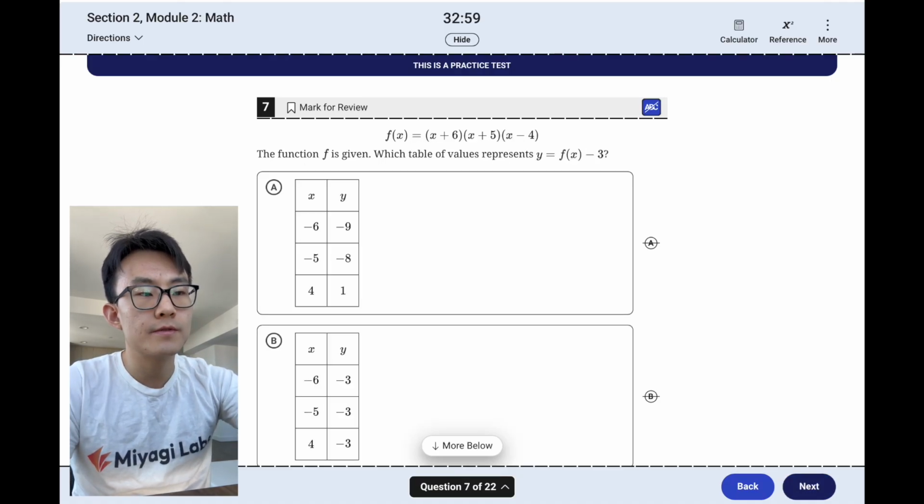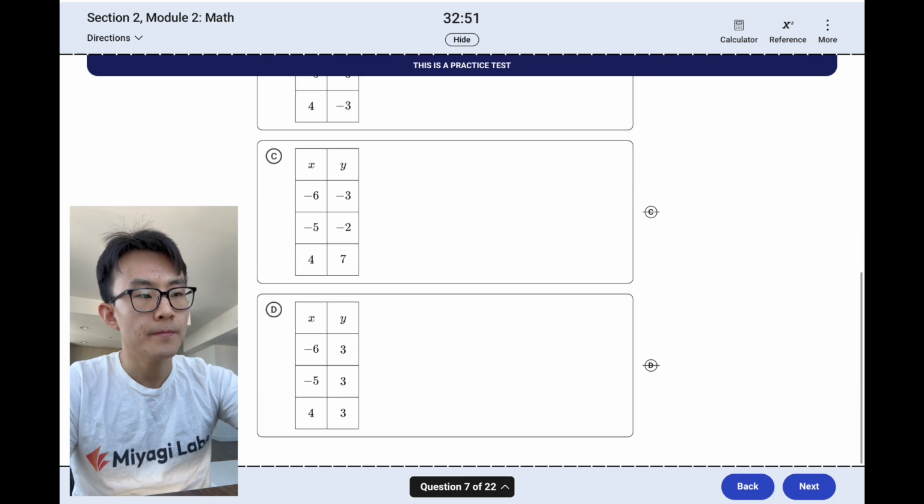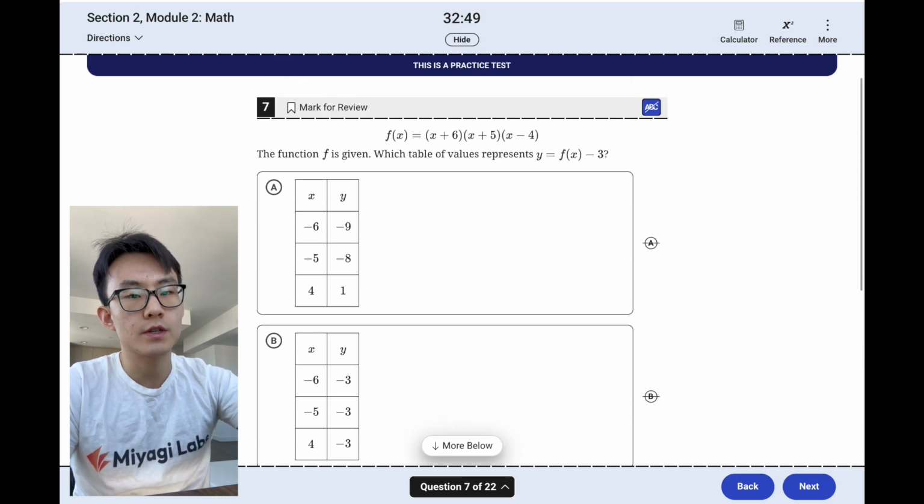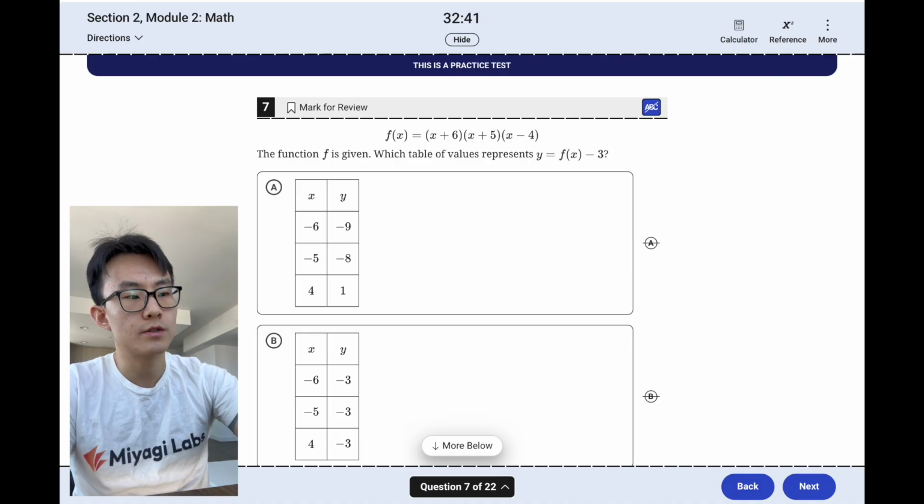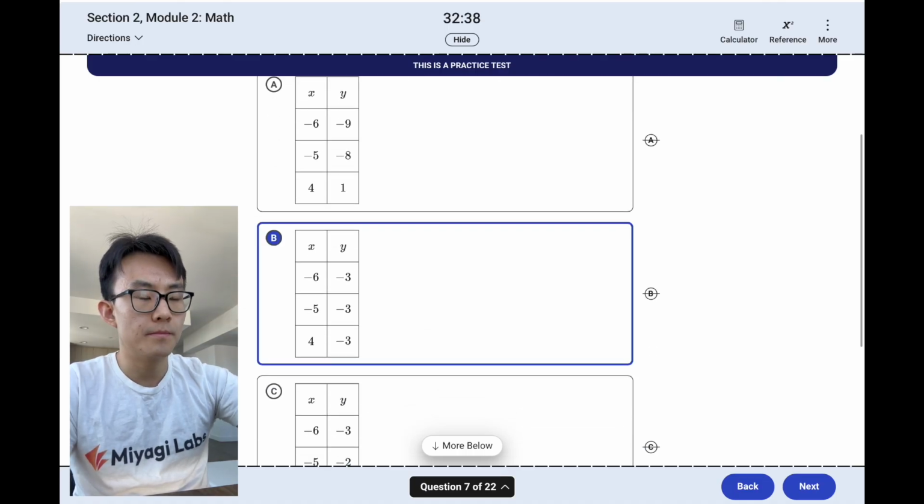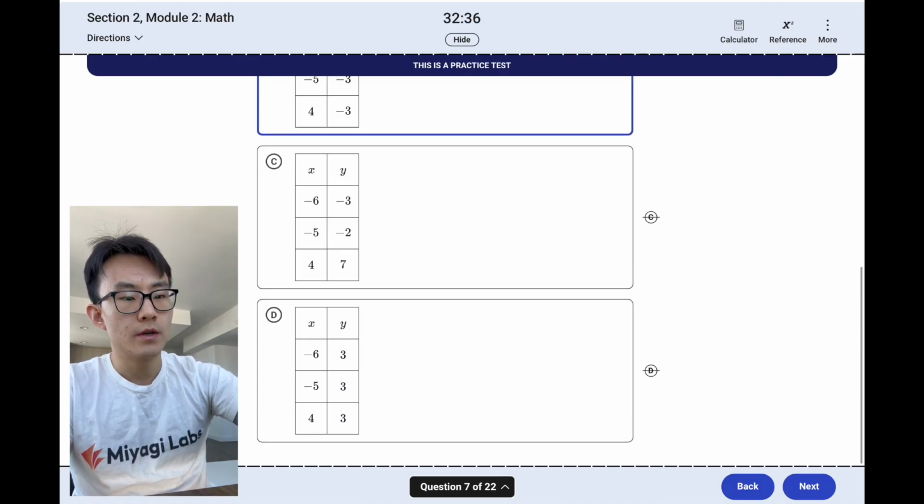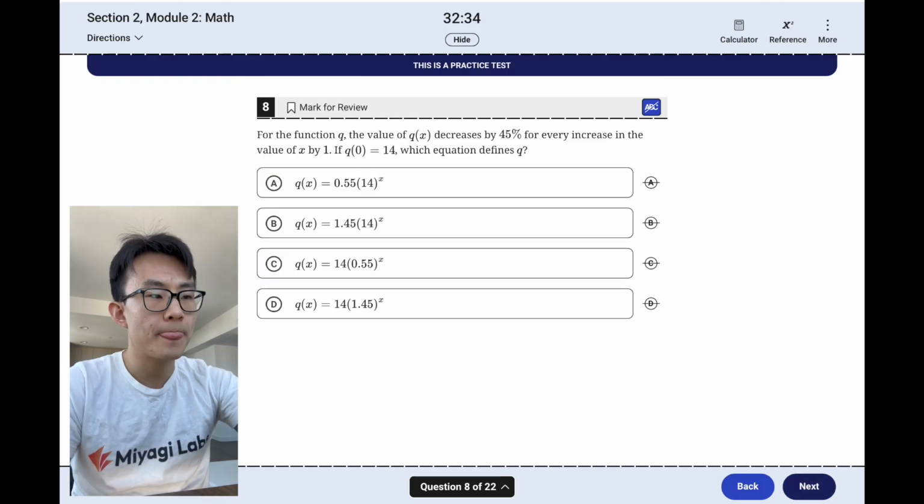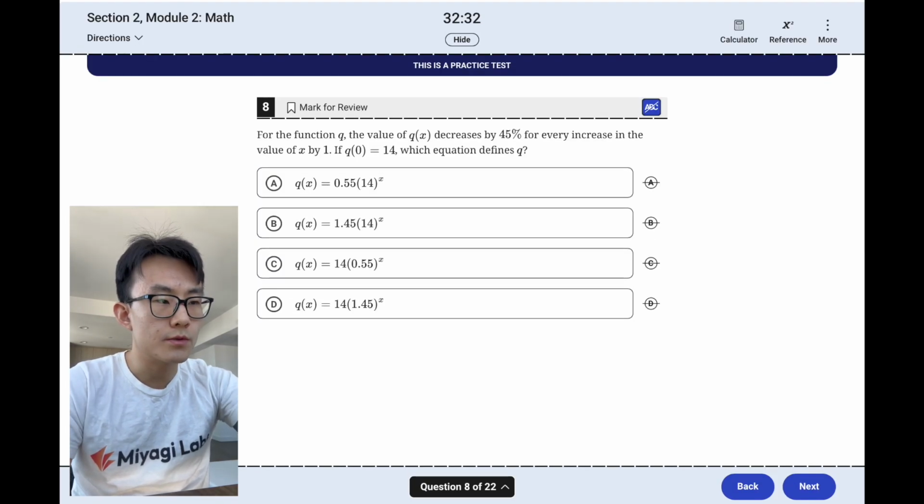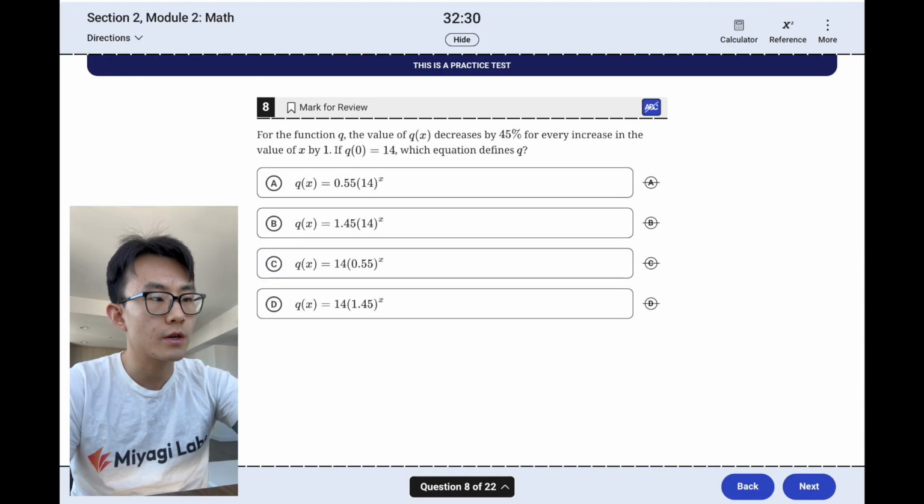So we get 17 plus 54, 71. Which of these values represents negative 3? Okay, so our x values are negative 6, negative 5, and 4, and you can see that these are exactly the roots. So if y equals f of x minus 3, then you plug in these values and you should get 0 minus 3, which is negative 3. Again, pretty easy to Desmos, but I think understanding the roots makes it very quick.